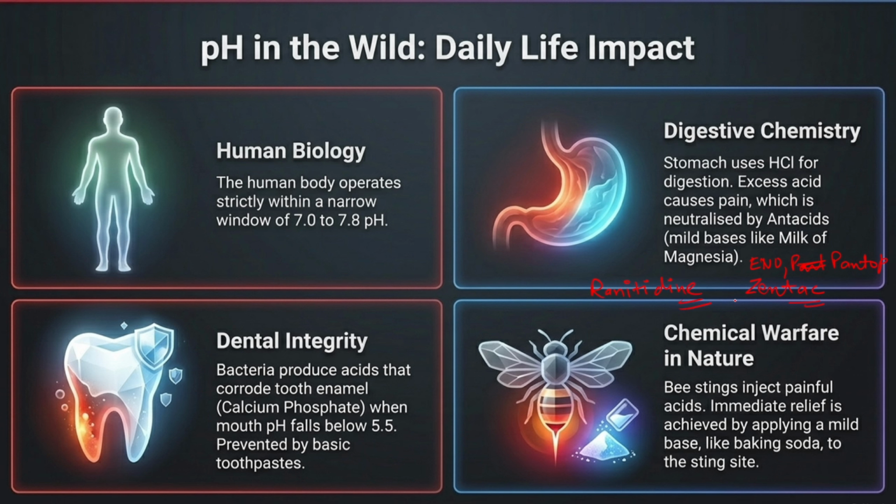So these are antacids, which are used to counter or cure acidity. Then dental integrity. This is very important, because nowadays we are consuming a lot of soft drinks. Everyone is obsessed with Pepsi, Cola, Campa. These are brands. So we have a lot of soft drinks. Again, all of them contain what? Carbonic acid. So all these soft drinks contain carbonic acid.